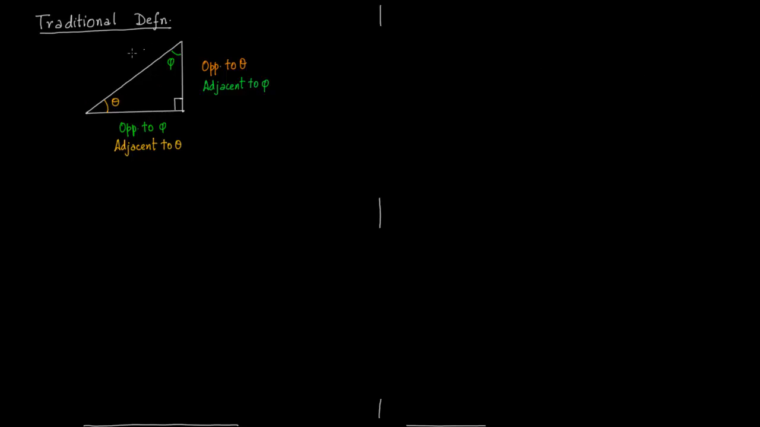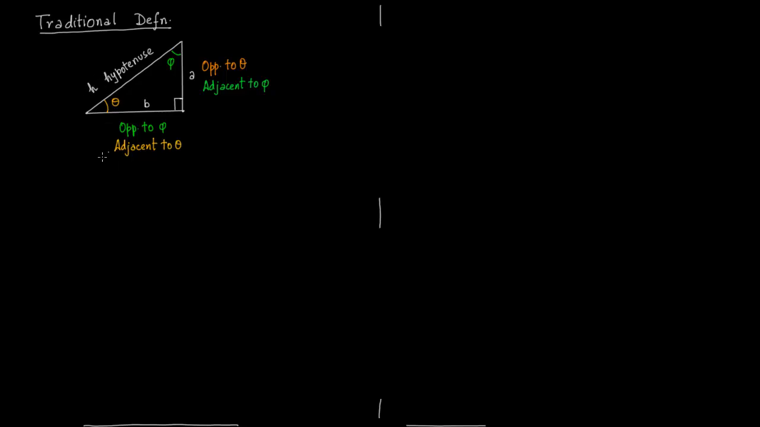So hypotenuse we just call the hypotenuse, and we will denote hypotenuse by h. So this side we call A and this side we call B, and hypotenuse we will call h.